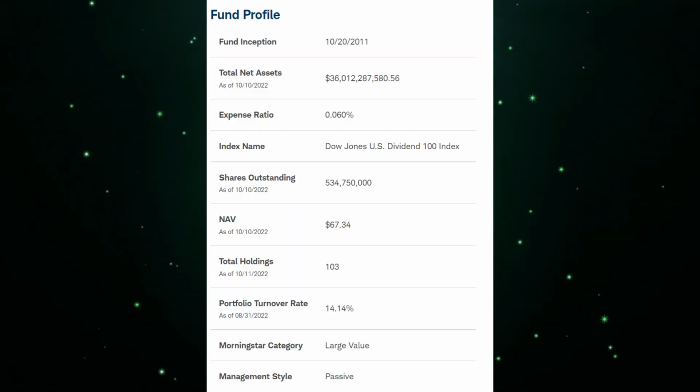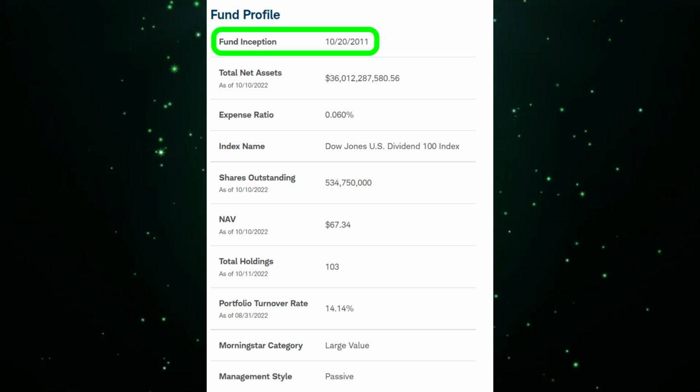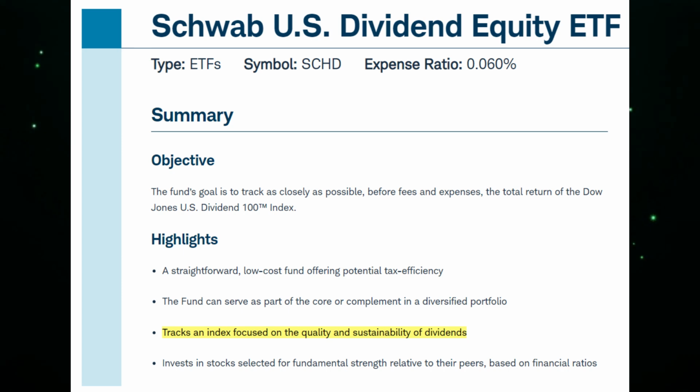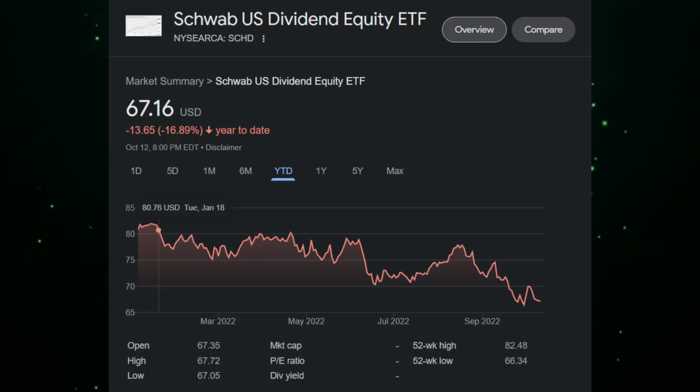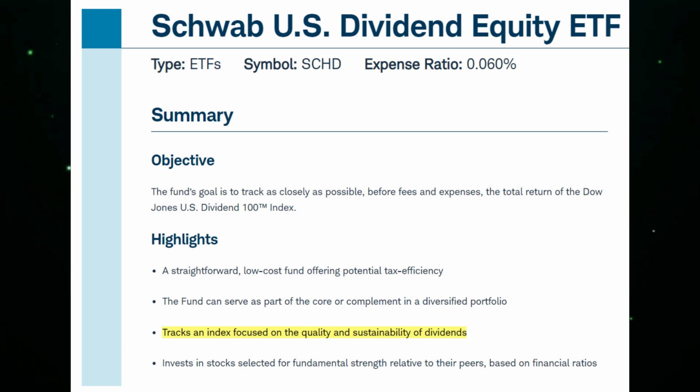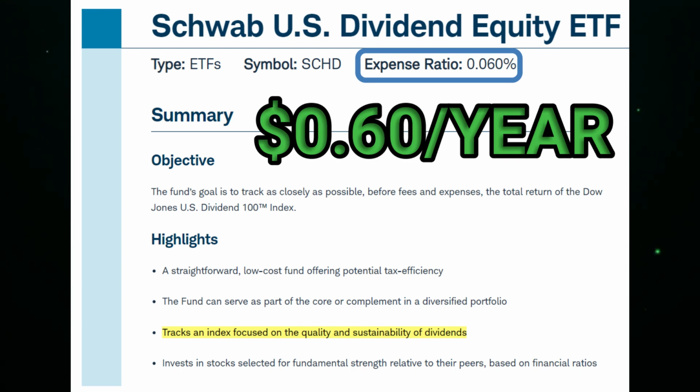So the SCHD ETF, the exchange traded fund that is, was created in October of 2011 and focuses on the quality and sustainability of dividends. It has 103 total holdings, a current share price of $67.16, a dividend yield of 3.73%, and an expense ratio of 0.06%, meaning that for every $1,000 invested in SCHD, Schwab will keep 60 cents a year as an expense fee.